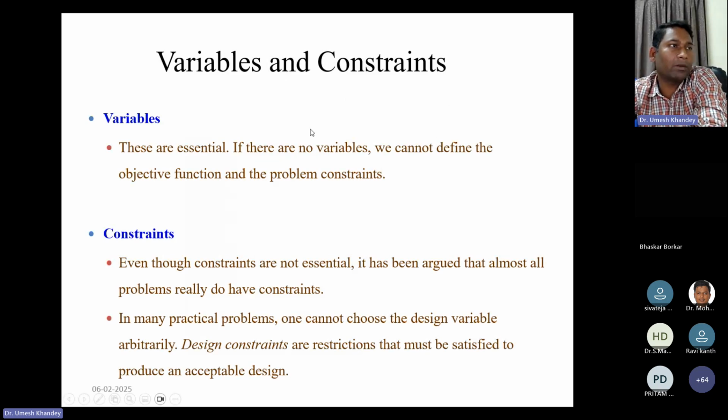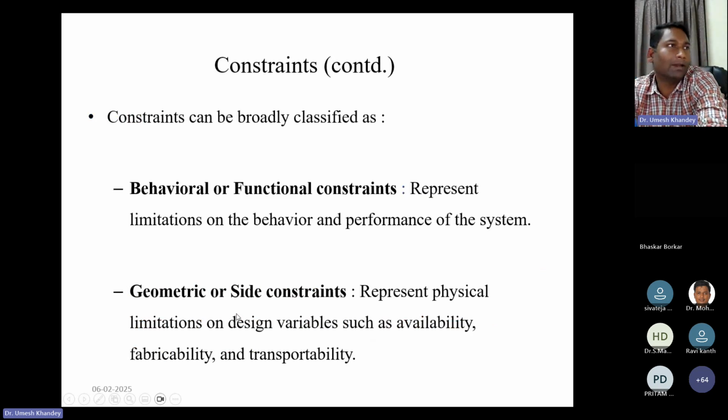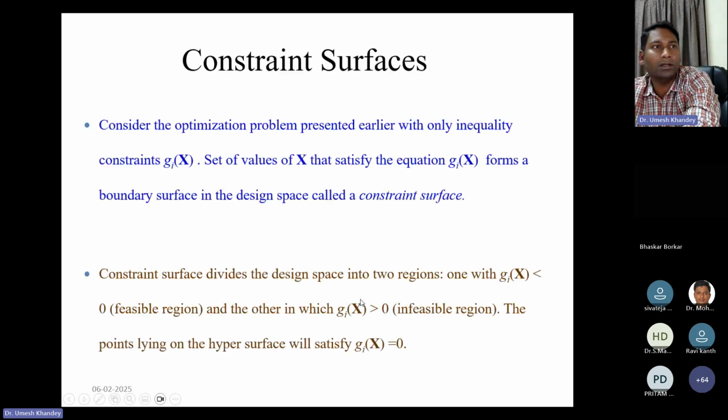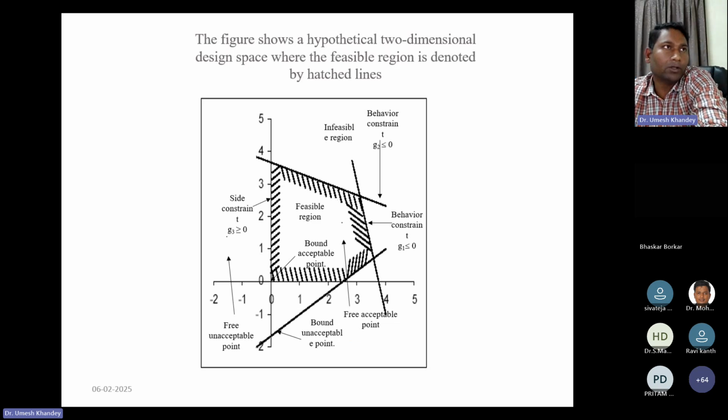Variables and constraints: there will be variables. If there is no variable, we cannot define the objective function and the problem constraints. Constraints should always be imposed on the variables. Constraints can be broadly classified as behavioral or functional constraints, and geometrical or side constraints, depending upon the situation. Next, constraint surfaces, C1, C2, C3, C4: you draw them, and where they touch the feasible region you get the optimum point. Here you can see the behavioral constraint and the feasible region. In case of maximum you may have points here, the local minima here, and the global minima somewhere within this region.